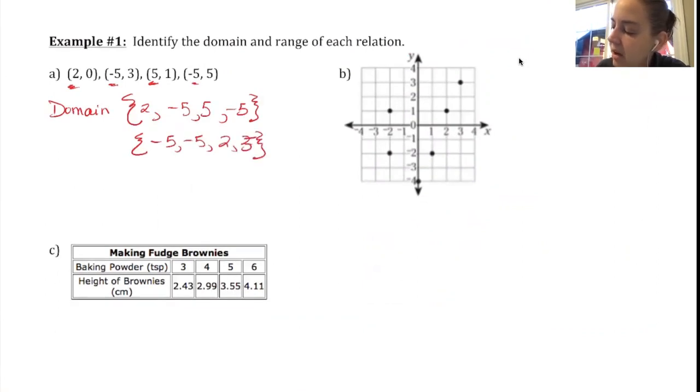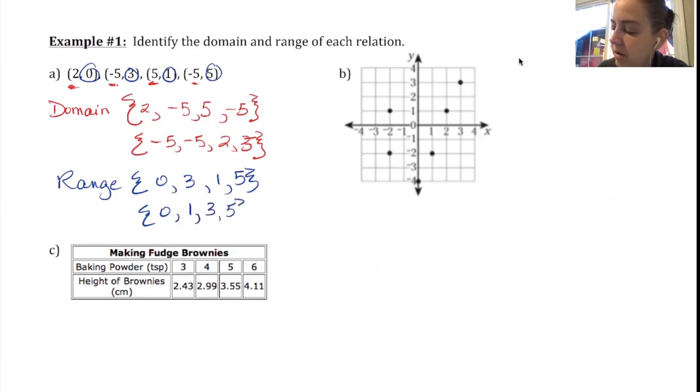And then you want to list the range. The range are all of the y values. So 0, 3, 1, and 5. And again, sometimes when you look these up, they have you do them in order. So they could look like that. There we go. Domain and range again.